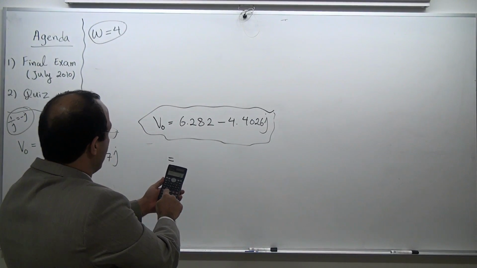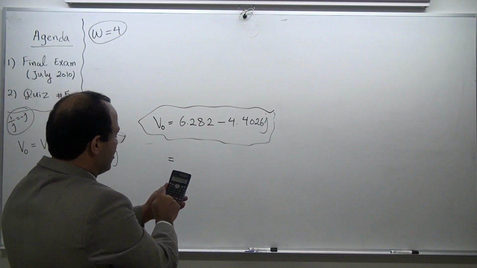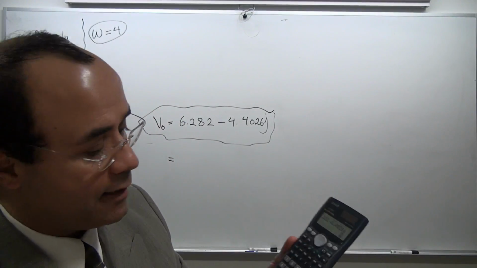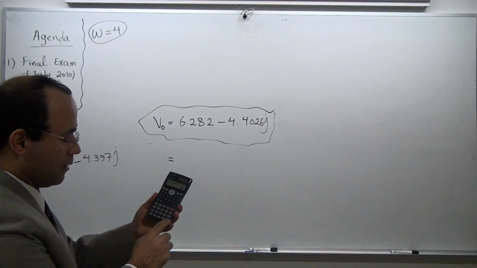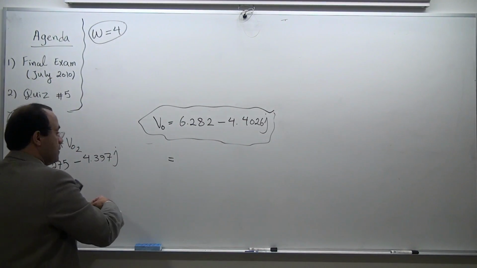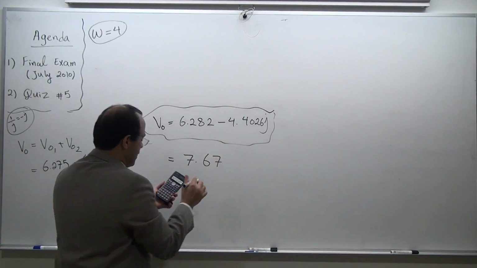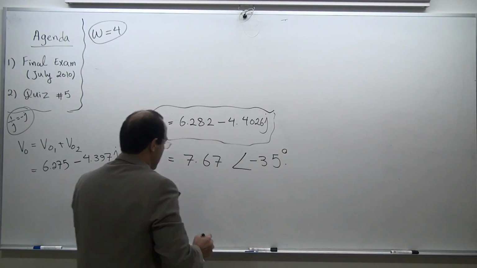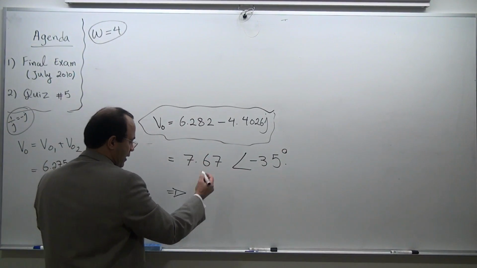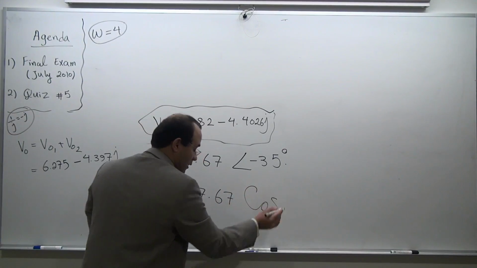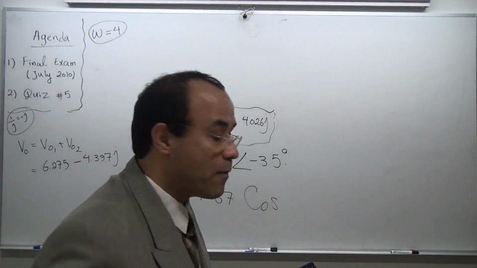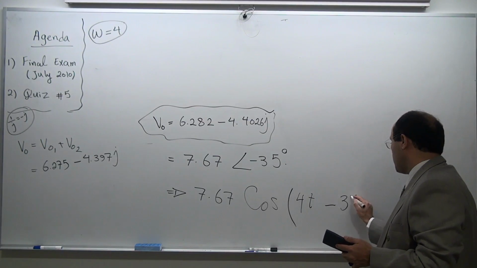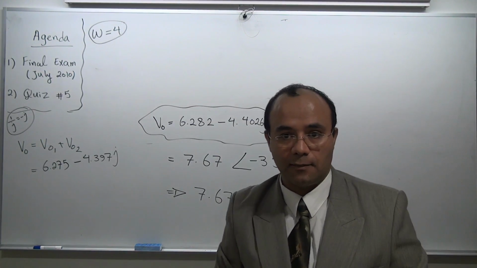I'm going to have 6.282 minus 4.4026J. That's my complex number. Then, if you take a look at this specific value, on top of the plus you have a polar representation. Shift plus equal sign. So that's going to give me 7.67, and then shift equal sign is going to give me angle minus 35 degrees. So this is going to be, in time domain, of course it's not equal anymore, 7.67 cosine. We made an agreement: all the signals are in cosine format. Open bracket, you remember the omega, 40 t minus the 35 degrees, and that's the answer you would get. Okay?